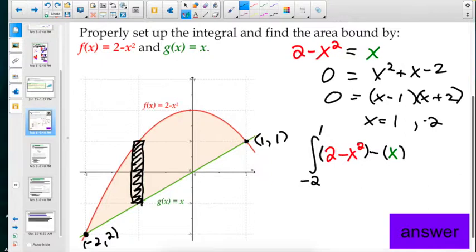And then they want to see the whole thing in brackets because you're integrating the whole thing. Does that make sense? And then your dx. That would be the proper setup. Okay? That's that 2 or 3, occasionally 4 point process.